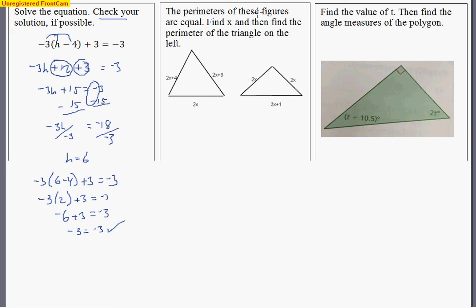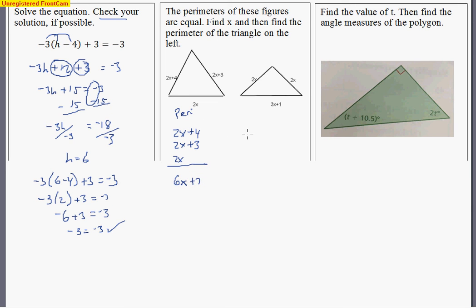It says the perimeters are equal. So we're supposed to find out what x is. So I have 2x plus 4, 2x plus 3, and a 2x. I'm going to add up all these numbers to find the perimeter. And so the perimeter is just the sum of all these. So that makes 6x plus 7.